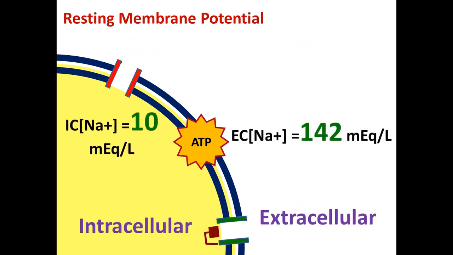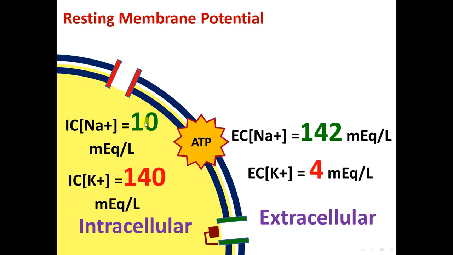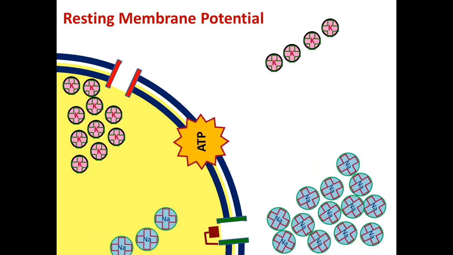How? These structures will result in uneven ion distribution inside and outside the cell. So the extracellular sodium ion concentration is much more than its intracellular concentration, while the intracellular potassium ion concentration is much more than the extracellular concentration. Why does this uneven ion distribution occur?